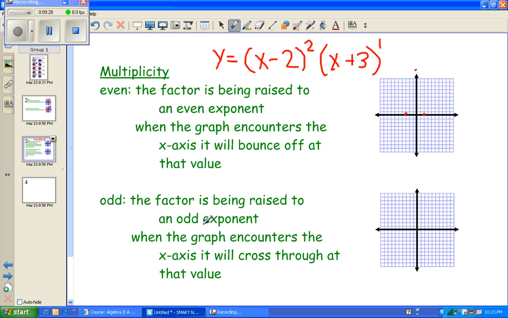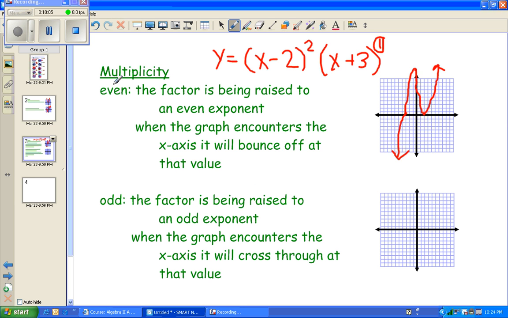The way multiplicity plays a role here is I know that I'm going to enter from down here, and when I hit that first zero of negative 3, since that's an odd multiplicity, I'm going to go through that zero. I know that I have a y-intercept. And then when I come down here to this 2, this 2 has even multiplicity, so it's going to bounce, but it's not going to cut through. It could look something like that.